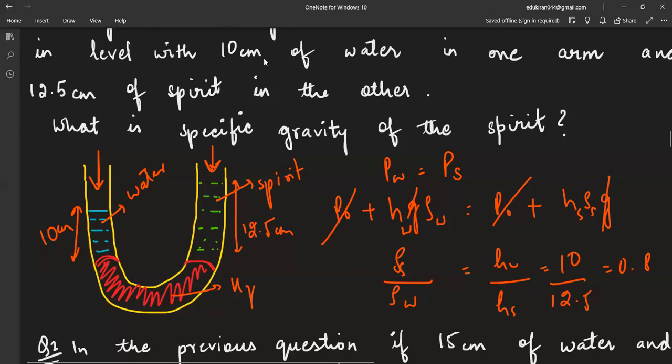This is clear to you because the next question is linked with this. Martin, Siddhika, Harsha, clear?